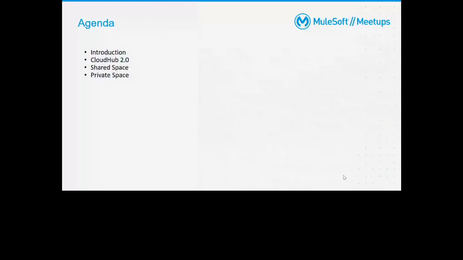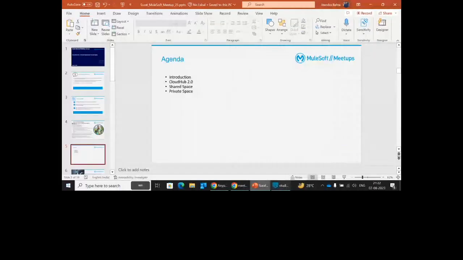Let me start by asking one question. Can anybody differentiate between CloudHub 1.0 and CloudHub 2.0? Anyone?